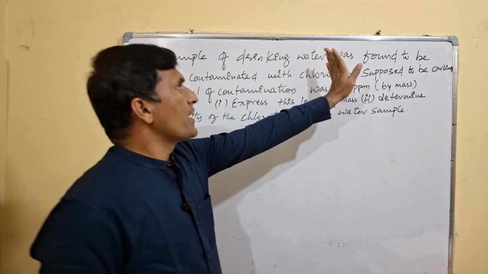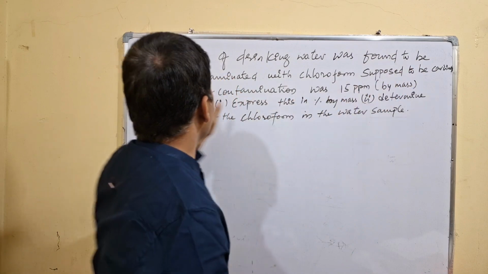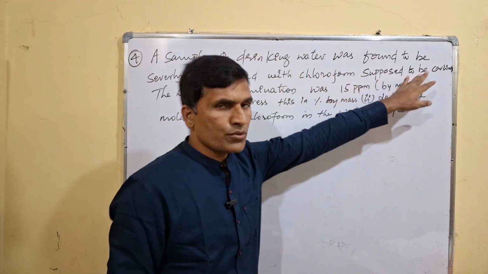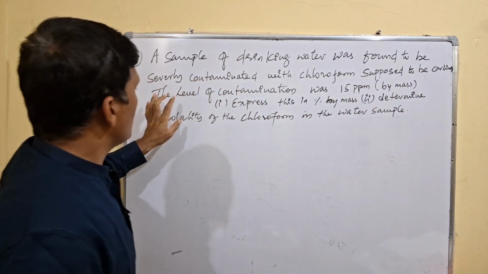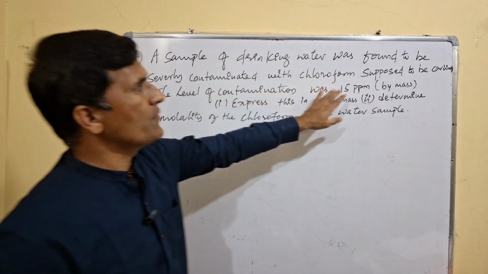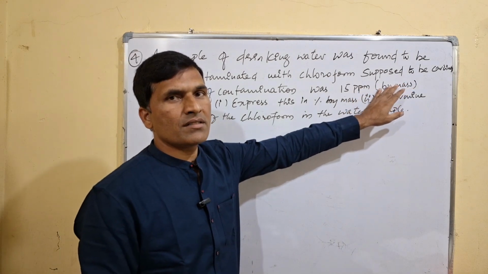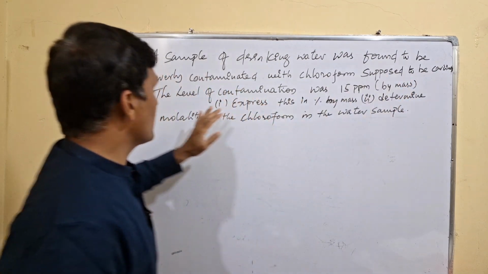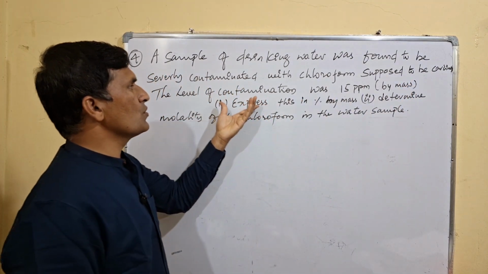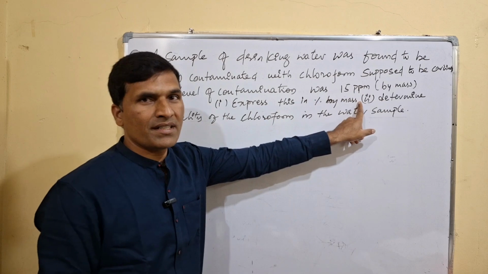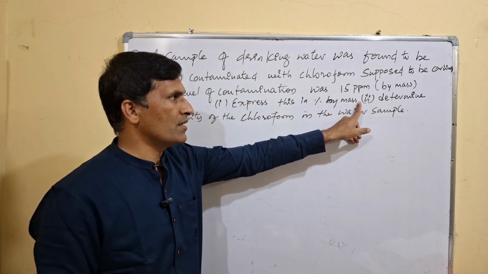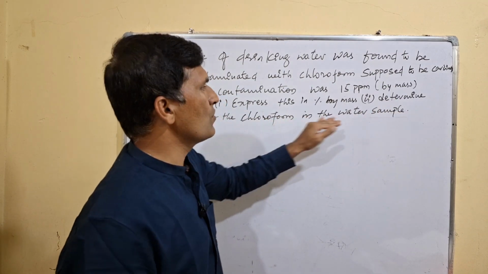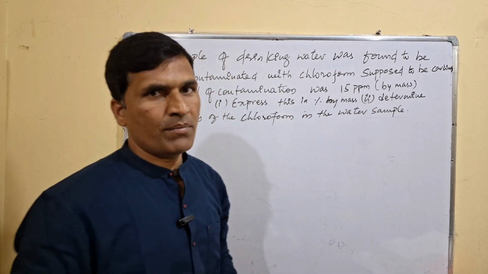A sample of drinking water was found to be severely contaminated with chloroform, which is supposed to be a carcinogen. The level of contamination was 15 ppm. When the concentration is too low, we express it in terms of ppm by mass. They are asking you to express this in terms of percentage of mass, as I have already said initially. And the second part is to determine the molality of the chloroform in the given water sample.